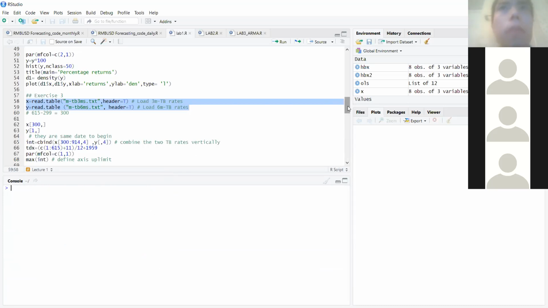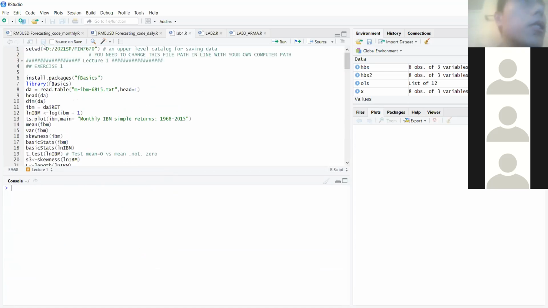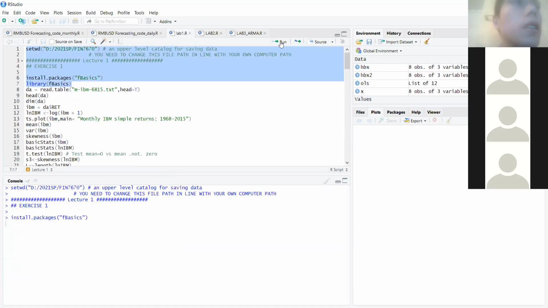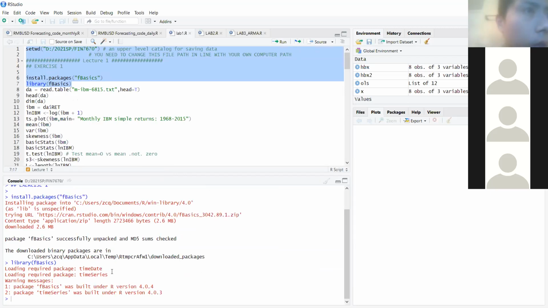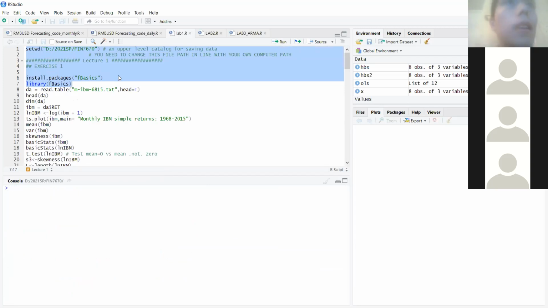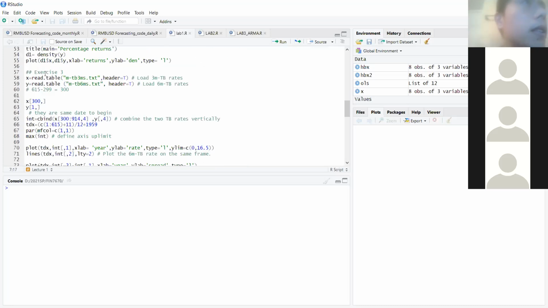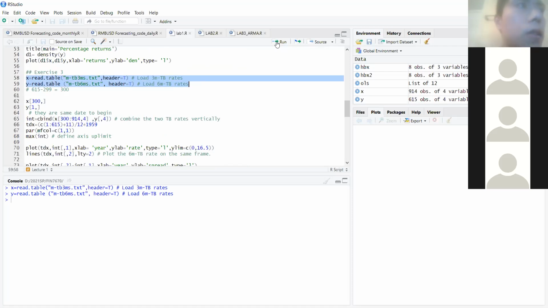So let's try this. But before that, I need to tell the computer where the file is saved, right? I need to tell the computer that all of my files are saved under the course file. And install fBasics, which may or may not be used today, but just run that, okay? And so next, let's go to Exercise 3 we're going to talk about today, right? You want to read in the 2 data files, for the Treasury bill, 3 months and the 6 months. Let's run this. Okay, obviously you have successfully read them in.